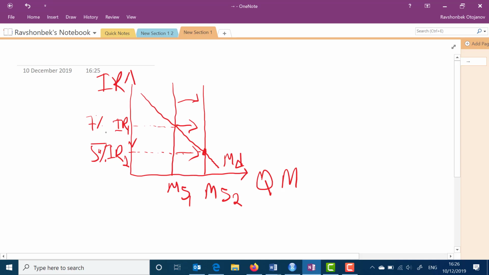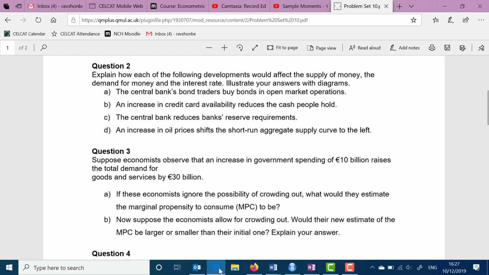QM is quantity of money. Quantity, yes. QM, it's quantity, yeah. If you want Q, it's quantity of money. Supply of money, yeah. QM is Queen Mary as well. Yes. Confusing.